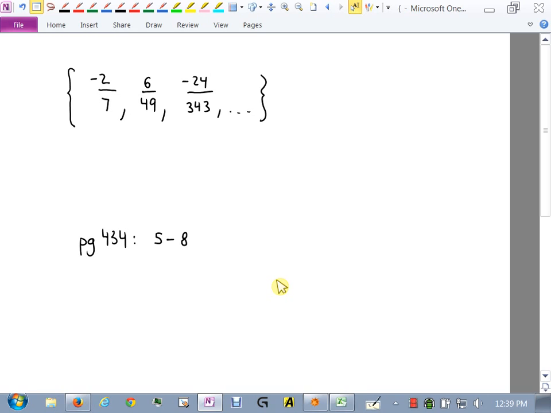A sub n? Okay, because time's almost up. It's an alternating sequence. So first thing you throw in there is a -1 to the n. That should get you started off on negative, then positive. So the -1 to the n, I think, is good. Let's do the bottom. 7, 49, 343. 7 to the first power, 7 squared, 7 cubed. 7 to the n, I agree. Now look at the top, 2, 6, 24.